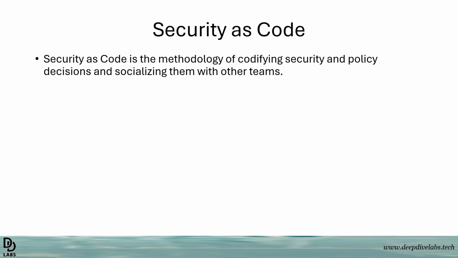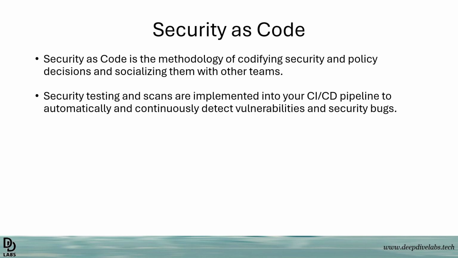Security as code is the methodology of codifying security and policy decisions and socializing them with other teams, right? This is very important because companies are now doing security code review to detect security flaws in another person's code, to find errors in the code that can be exploited if they reach production. This is what typically happens. Security testing and scans are implemented into your CI/CD pipeline to automatically and continuously detect vulnerabilities and security bugs.